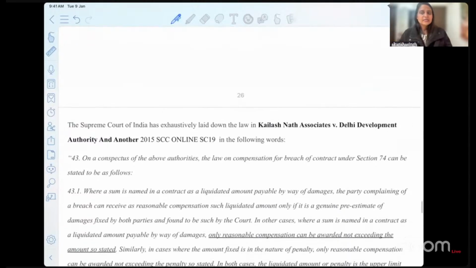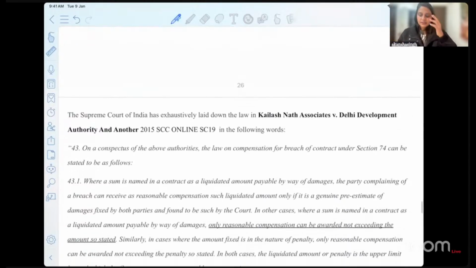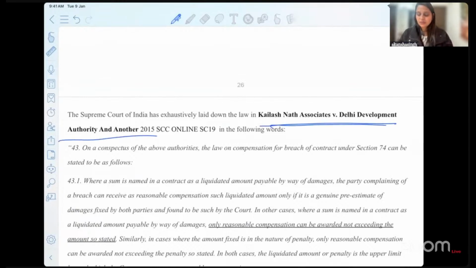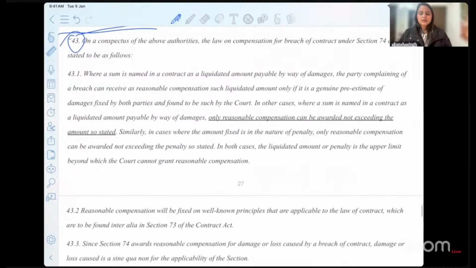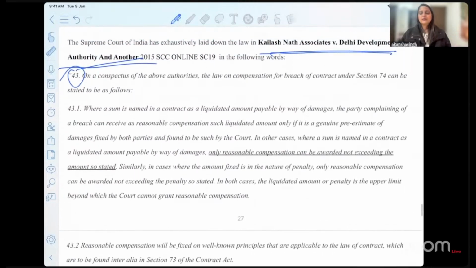Now, before I end the class, because we've touched the time limit and we have to touch the questions also, I will just request you to refer to this particular case now. I've highlighted the paragraph. You have to go to paragraph 43. There are a lot of guidelines that the court has given.